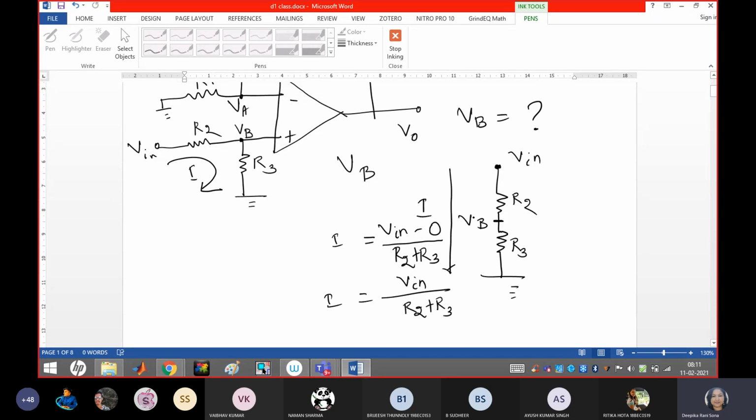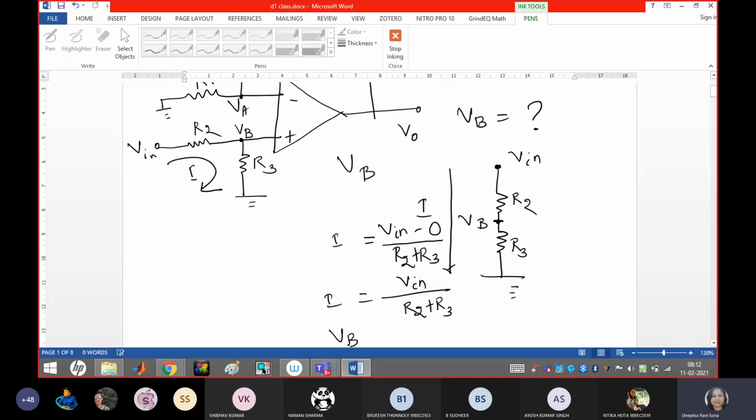Guys, always remember this concept. For this case it is VB, so I am mentioning VB, the name may be different, but if you are going to find out the intermediate voltage in the nodal network, always remember you have to take the entire resistance and this nodal voltage here. Then what is VB we have to find out, right? I we got. What is I? I is V in by R2 plus R3.